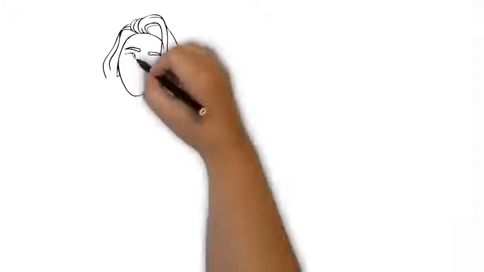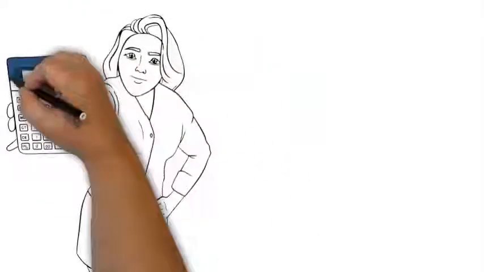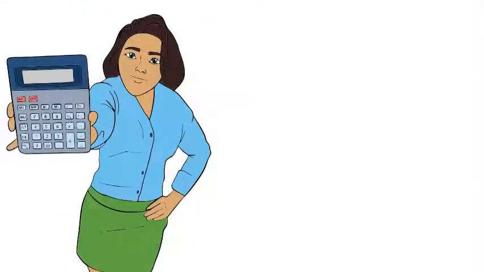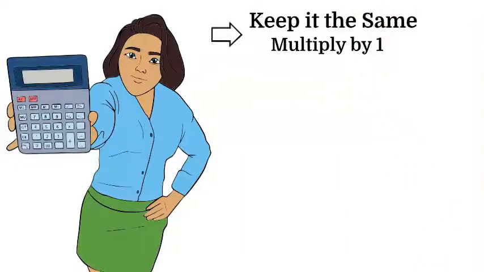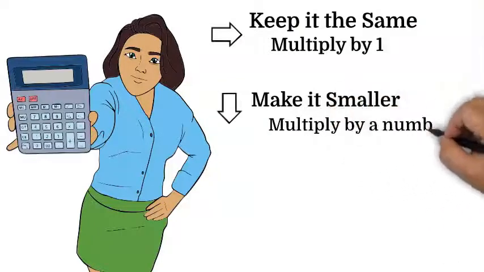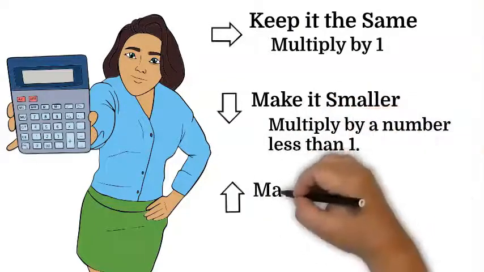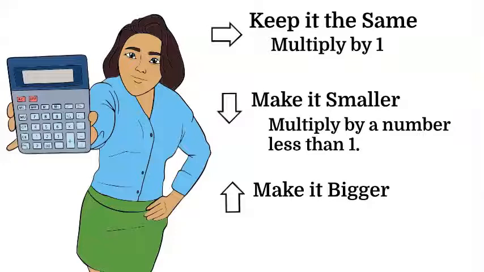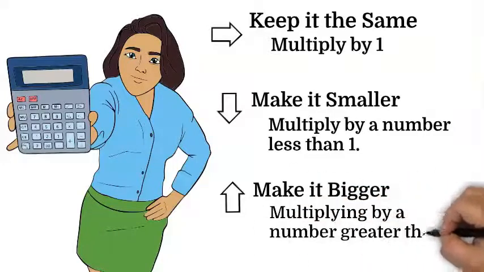That's really similar to what we could do with numbers. If you have a number, you can either keep it the same by multiplying by 1, make it go down or get smaller by multiplying by a number less than 1, or make it go up, get bigger, by multiplying by a number greater than 1.